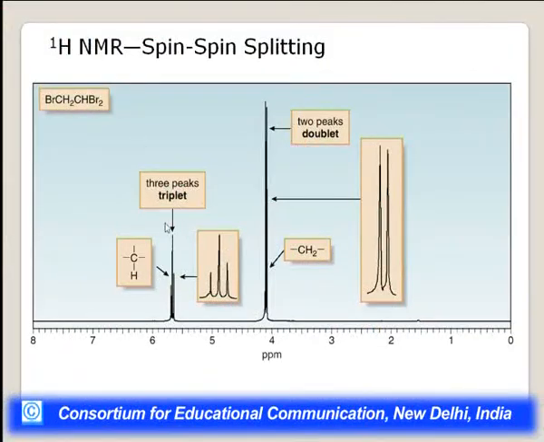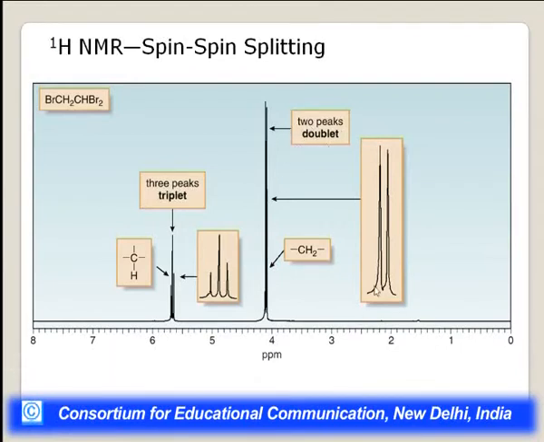Now what is spin splitting? First of all, we need to see the spectrum of this molecule, that is Br, CH2, CH, Br2. Here you can see how many signals there are. 2 signals, because this proton is different in environment with respect to these 2 protons. 2 signals are here, 1 signal is there, you can see 2 peaks, a doublet.